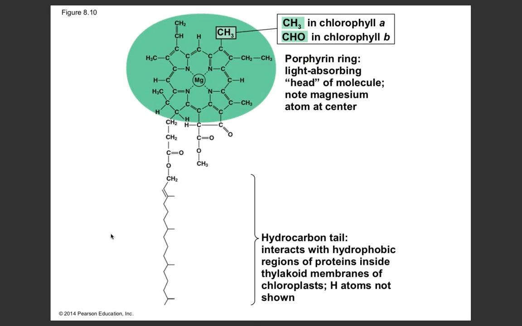Okay, so this is what I was talking about, the structure of chlorophyll A and chlorophyll B. So the only thing that's different is this little group right here. Instead of a methyl group, it's a little CHO group. Okay, beautiful, great.